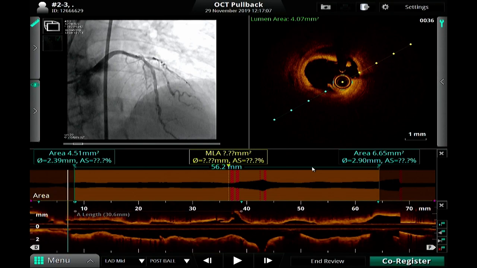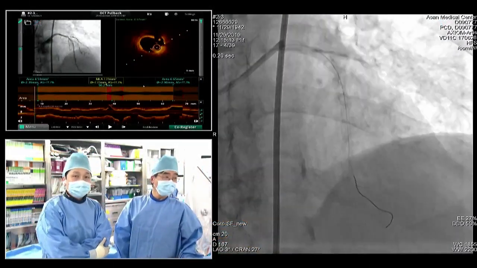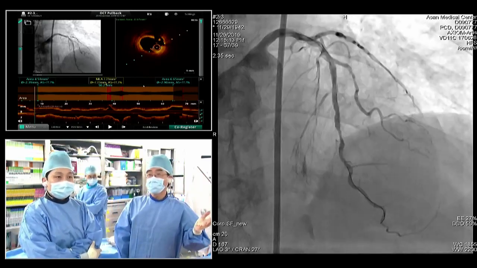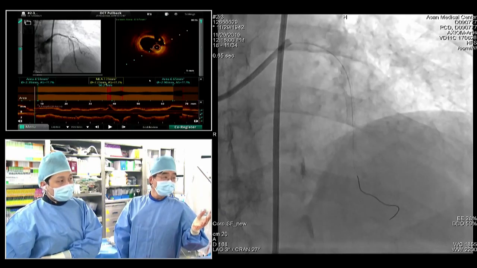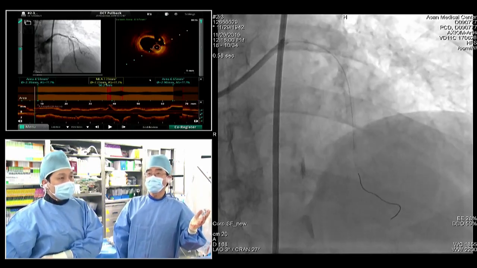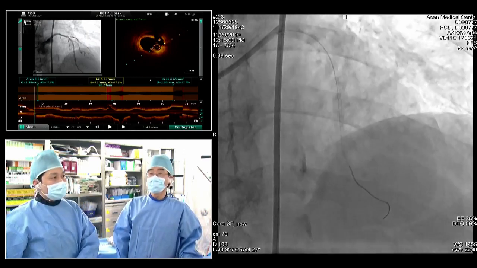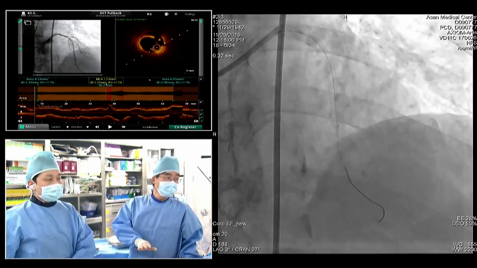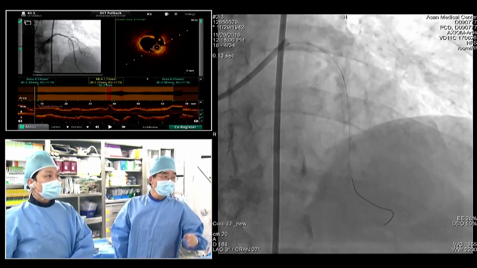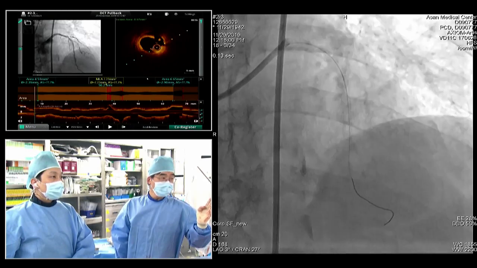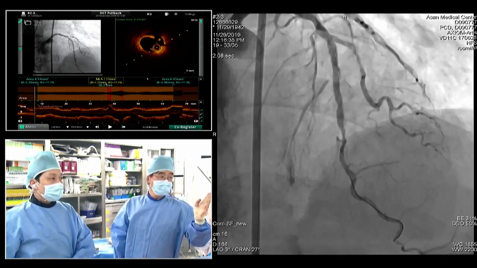Then we checked, and there is some narrowing distal to the distal margin of the stent. It may be caused by some edge dissection seen on the second OCT, and the hemodynamics are a little bit unstable, and the blood pressure dropped. We did angio once again. Next. Still, you see there is some narrowing.